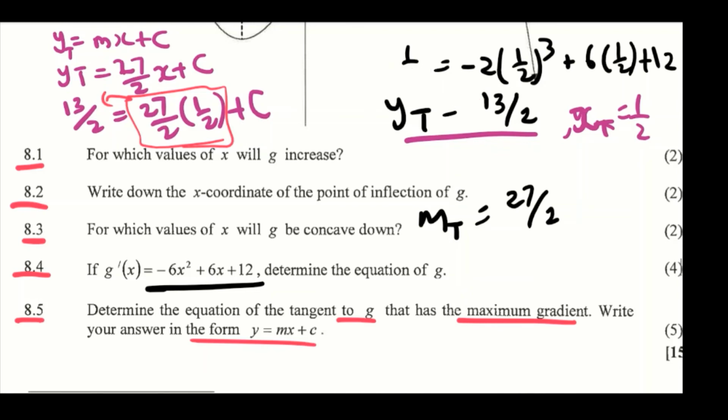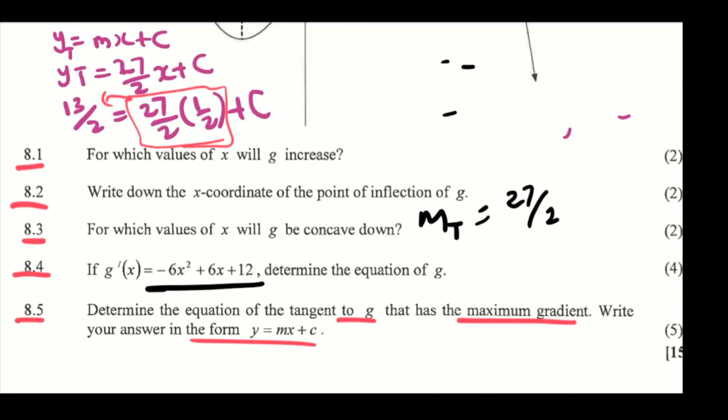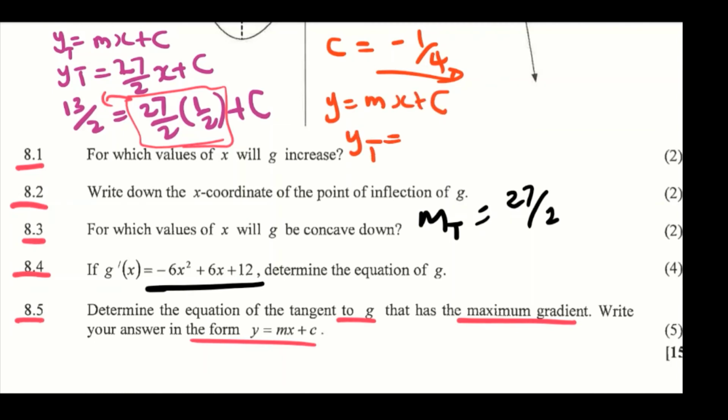let me remove this. We should get c being equal to minus 1 over 4. So that is the value of c, and y is equal to mx plus c. Y of t is equal to the gradient of 27 over 2 x minus 1 over 4. So that is the equation of this tangent in this question.